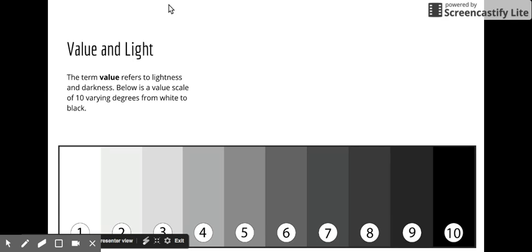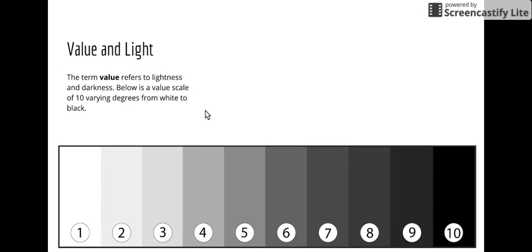Let's take a look at the next art element, value and light. The term value refers to lightness and darkness. Below is a 10-step value scale, and you can see 10 distinct varying degrees of darkness or lightness. Artists often use value scales in two-dimensional work to get a good simulation of light and shadow.